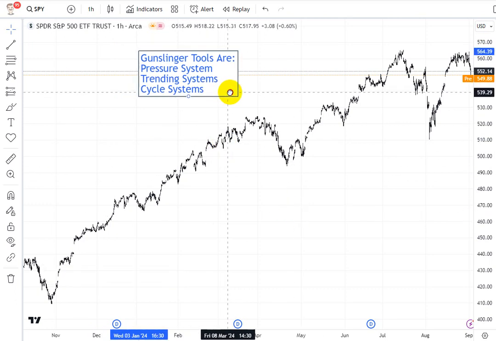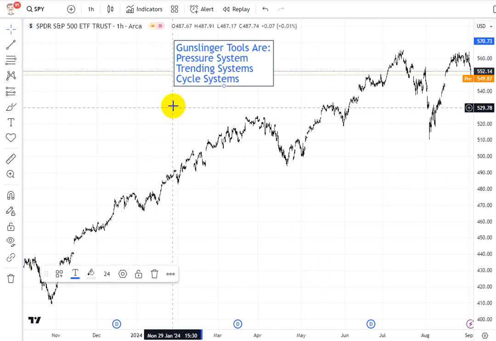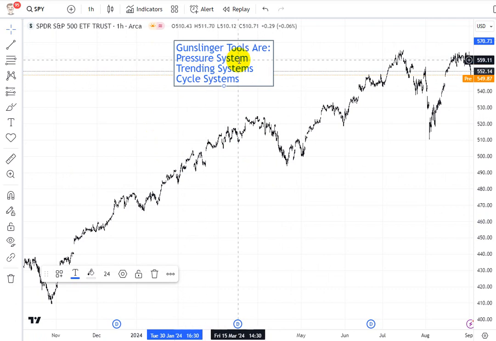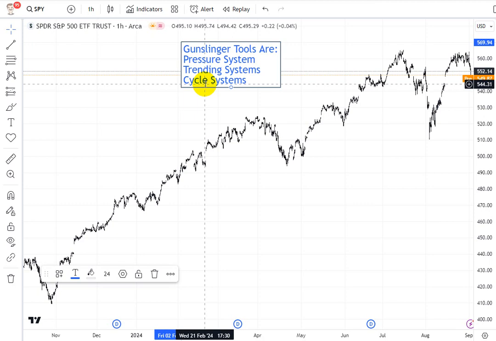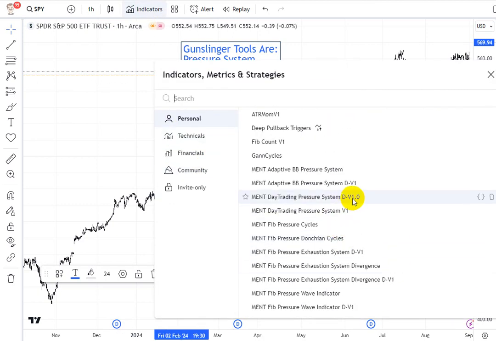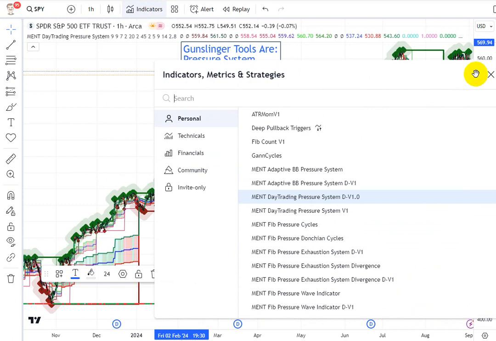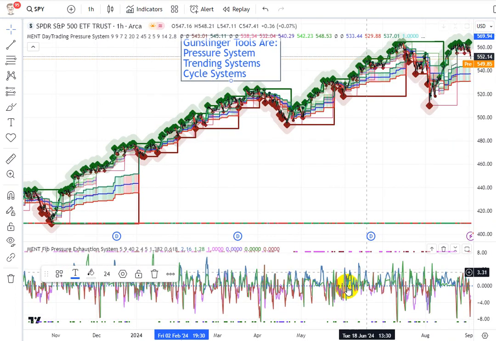I want you to understand that the pressure system, I'll pull that up first, is the core element of all of these. So in some way, shape, or form, this pressure system is used in the trending systems and the cycle systems. So we'll pull up the pressure system. That is right here. Nope, sorry, get rid of that. That is the exhaustion system.